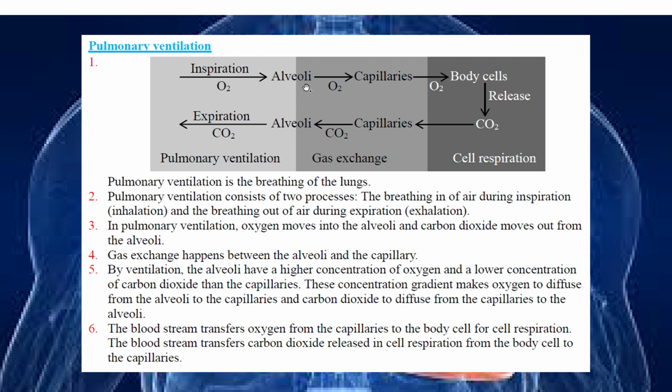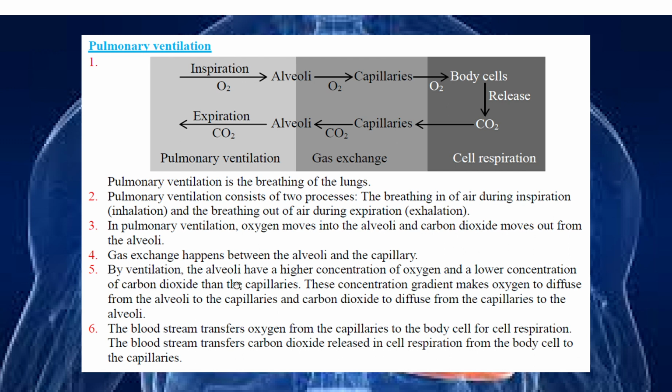After going inside the body, gas exchange happens. The gas exchange happens between the alveoli and the capillary. So the oxygen and carbon dioxide are transported to the red blood cell, and the red blood cell transfers the gas to the whole body.